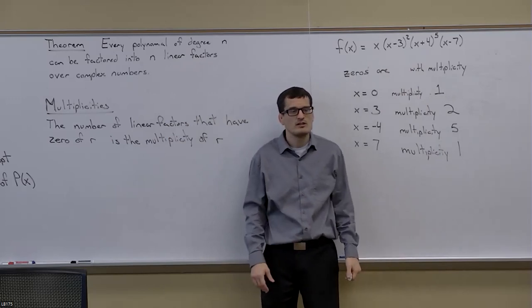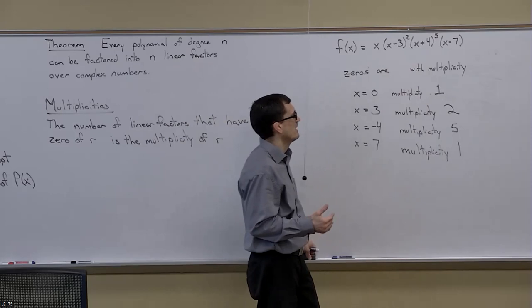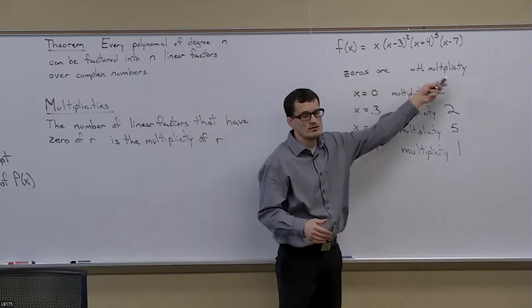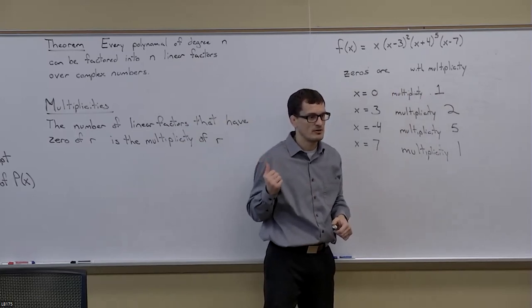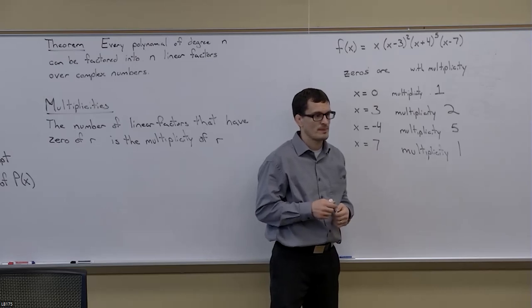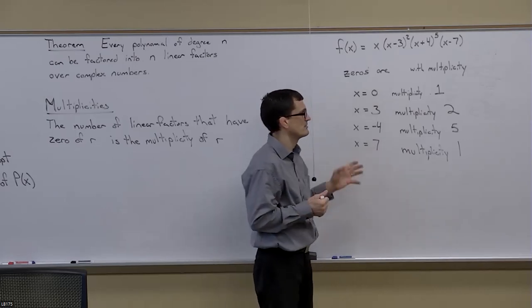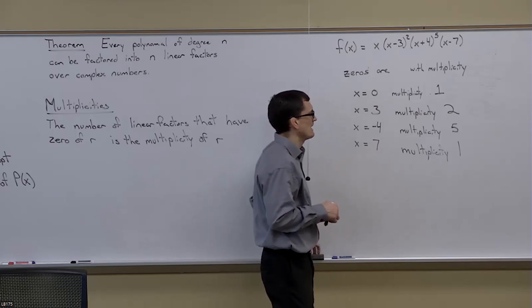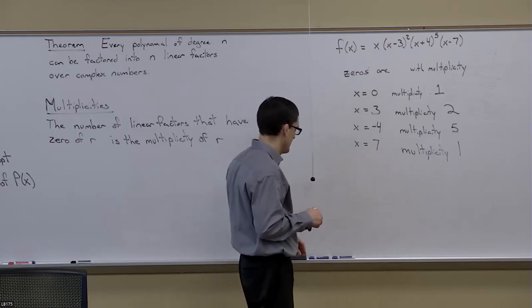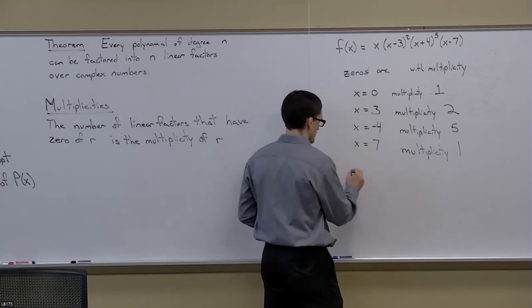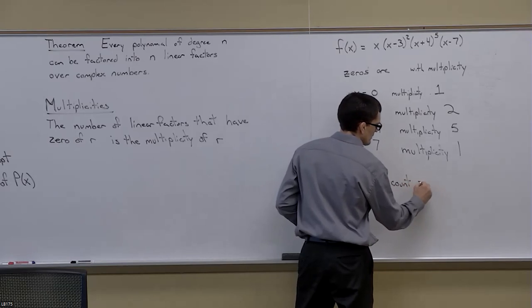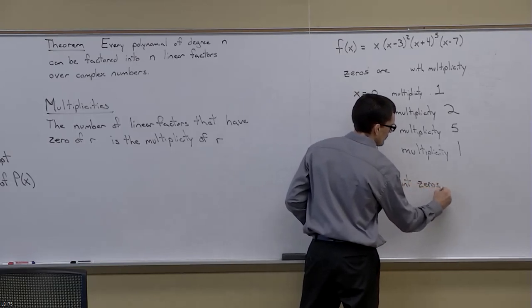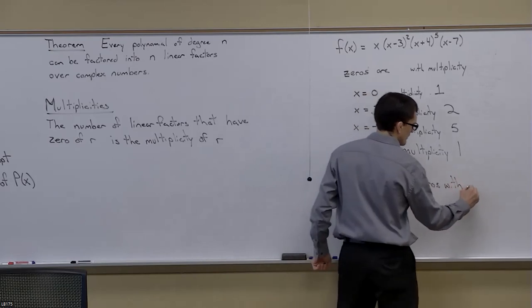So oftentimes the way we say that is if you count the zeros with multiplicity, it's going to add up to the degree of the polynomial. Okay, because of this. So if you count zeros with multiplicity, it adds up to the degree of the polynomial. I'll just write that as a note.